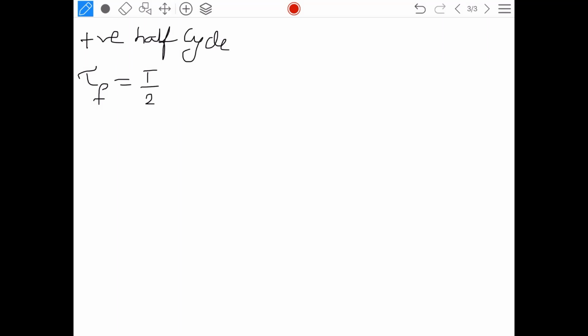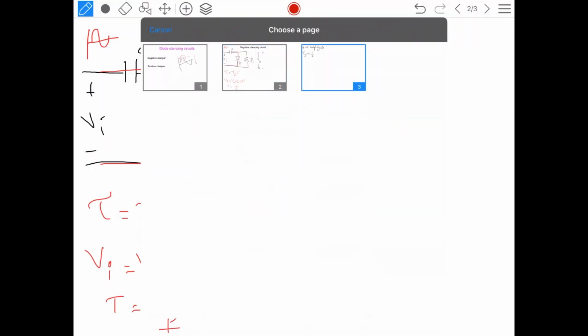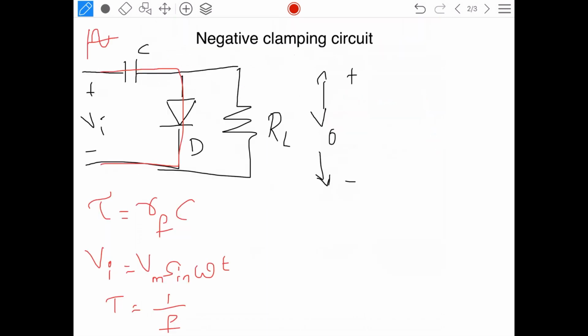So, for the first positive half cycle, that is T by 2, the diode is on, correct. When the diode is on, it offers lower resistance. So the capacitor charges and completes the path this way, correct. So, when the diode is on, it offers low resistance and the capacitor charges. So, I can write the KVL to the circuit like this, correct.